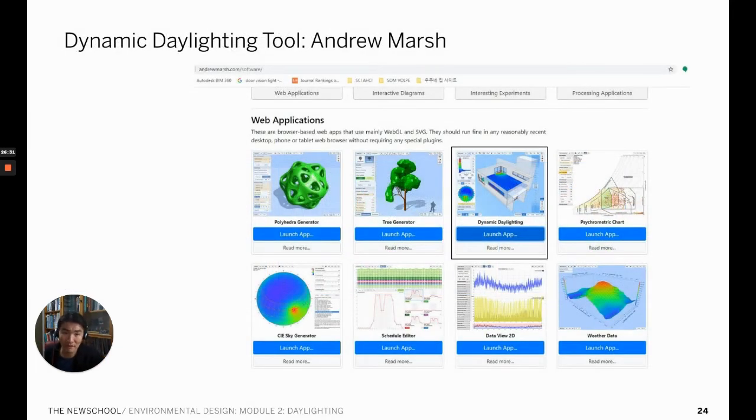Due to the short time frame that is allotted to cover the topic of daylighting, as a class, we will be using a dynamic daylighting app provided at the andrewmarsh.com website. Although this tool is pretty basic and simplified, this daylighting simulation tool has undergone an extensive verification process to generate a very close result to some of the more advanced software such as Diva or Daysim.